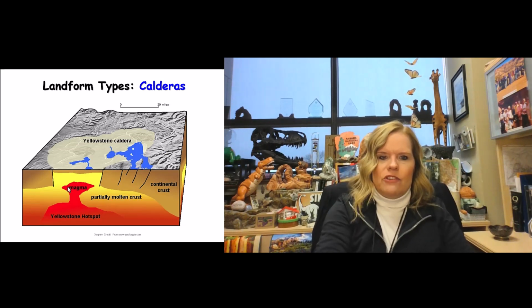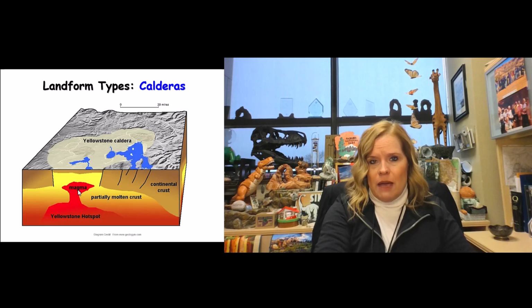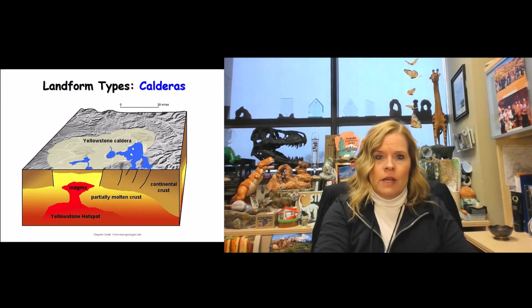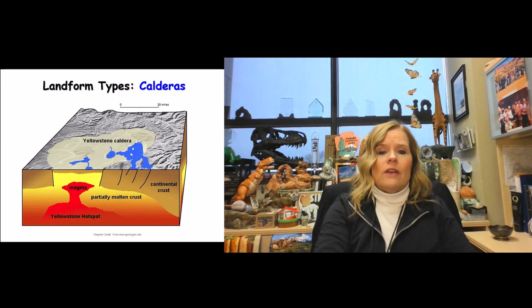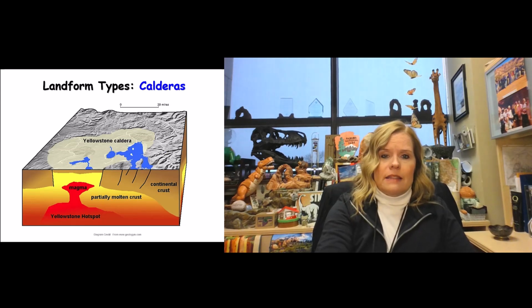So this is the magma chamber. In the case of Yellowstone, the magma chamber is fairly shallow, and geologists think that many of our calderas had shallower magma systems than something like we might see in Hawaii. So that's why you don't see as many of them in a place like there.